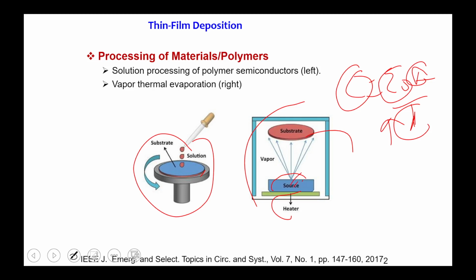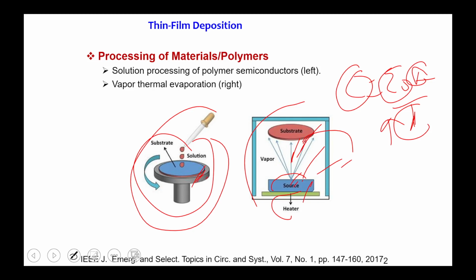Here we have to put some material, heat that material, and it will evaporate onto the substrate. Or we can use the spin coating system. Both technologies we can use. This is the low cost technology, and this is a very high cost technology, and accuracy and uniformity will be higher in the case of physical vapor deposition than in the case of the spin coating system.